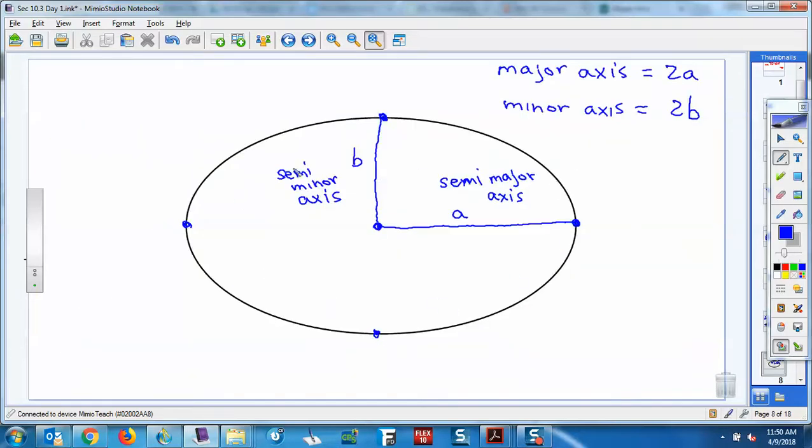Okay, so we already talked about that. We talked about A being the semi-major and B being the semi-minor. So the major axis would be 2A. Obviously, the whole axis here would be 2A. The whole minor axis would be 2B. Yeah, we'll get into that later.